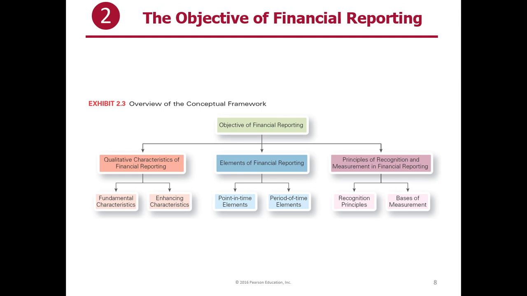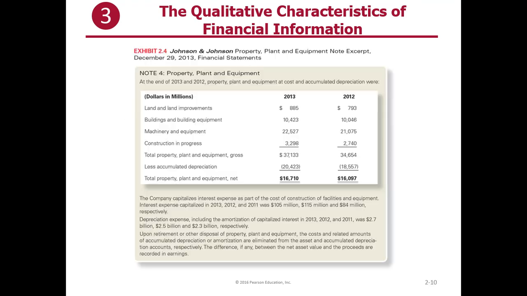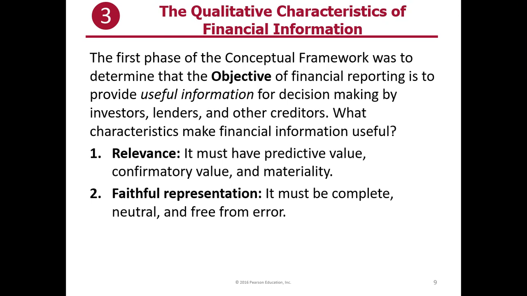In the qualitative, we have to learn what are the fundamental characteristics, what are these secondary or enhancing characteristics. In the elements of financial reporting, we have to learn about point in time elements or period of time elements. Then we have to learn about the principles of recognition. That will complete this chapter basically. Now the qualitative characteristics are based mainly on two main features. How do you say that your report is very good? On the basis of relevance, and the second one is faithful representation.